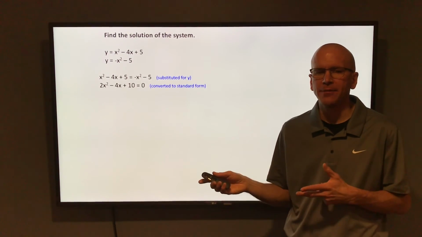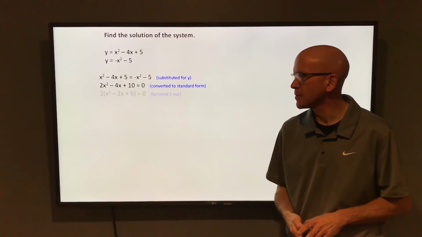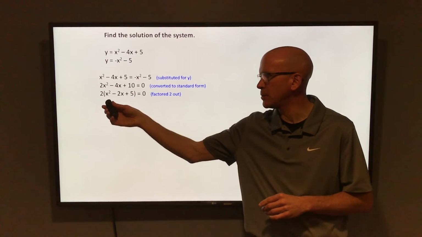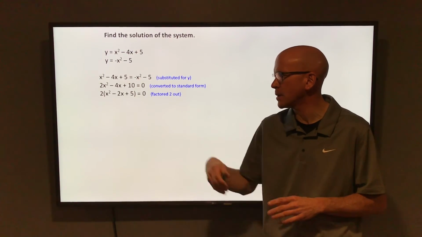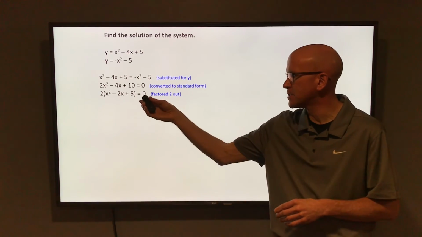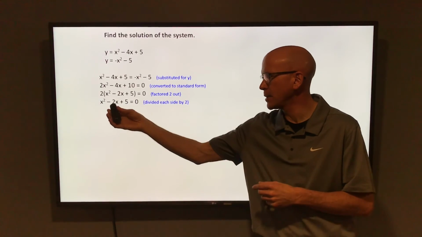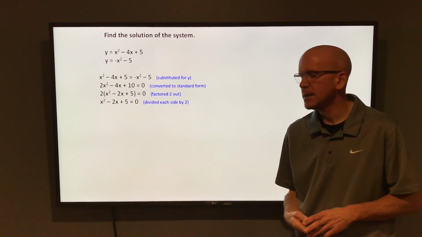Always look for a common factor that you can factor out. 2 is a common factor to those three terms. So if you factor 2 out, divide each term by 2, and that's what goes in the parentheses, x squared minus 2x plus 5. Now you can get rid of that 2 by dividing each side by 2, because 0 divided by 2 on the right will still be 0. So if you divide each side by 2, you get x squared minus 2x plus 5 is equal to 0.